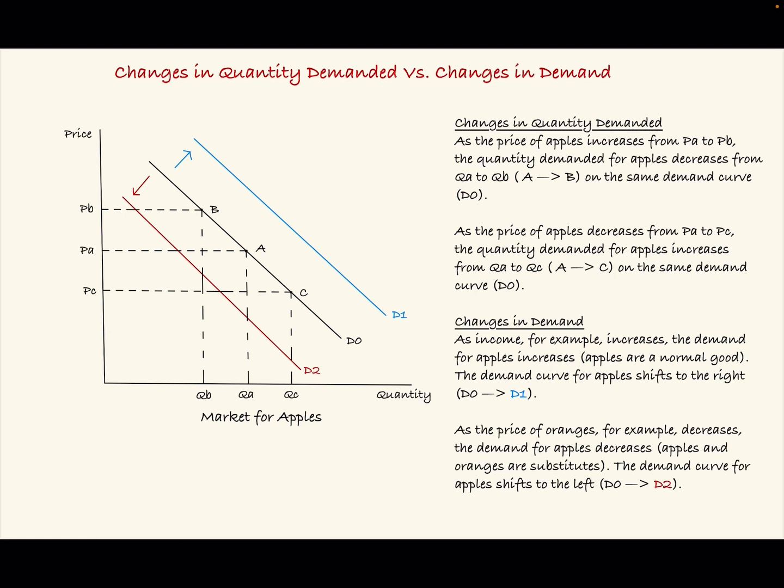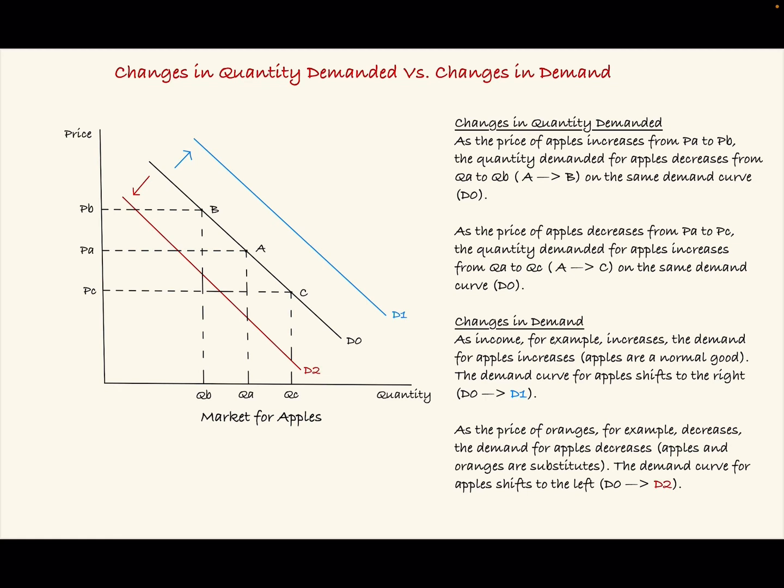So, as the price of apples increases from PA to PB, the quantity demanded for apples decreases from QA to QB. In other words, this is simply a movement along the demand curve, from point A to point B, on the same demand curve of D0 in our example on the left.